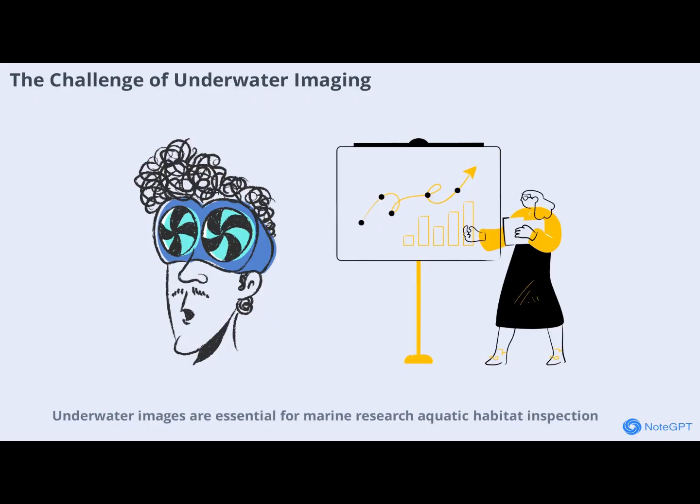Underwater images are essential for marine research, aquatic habitat inspection, and underwater surveillance. However, capturing clear images underwater is challenging due to the absorption and scattering of light. As depth increases, longer wavelengths like red are absorbed, leaving images with a bluish-green tint and low contrast. This makes it difficult to extract valuable information from underwater photos.